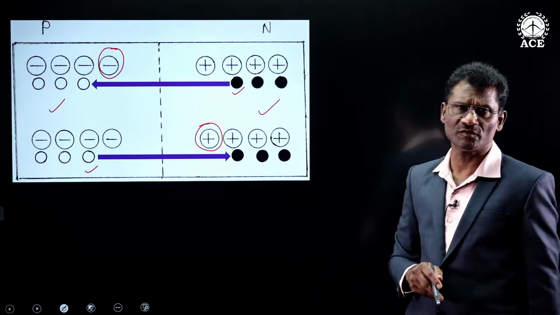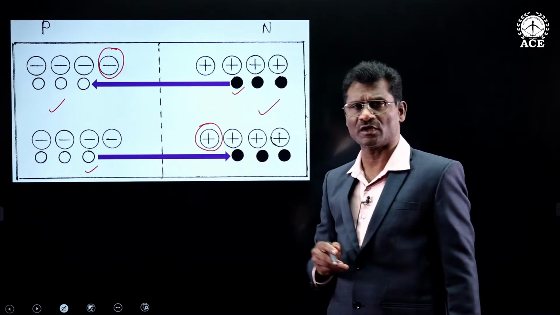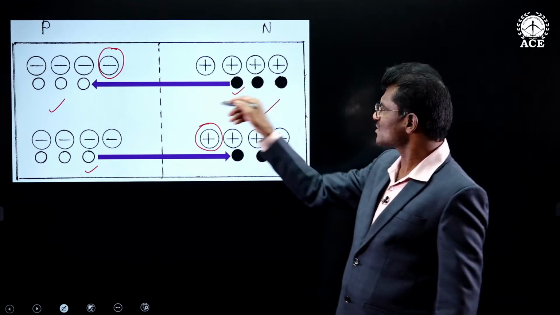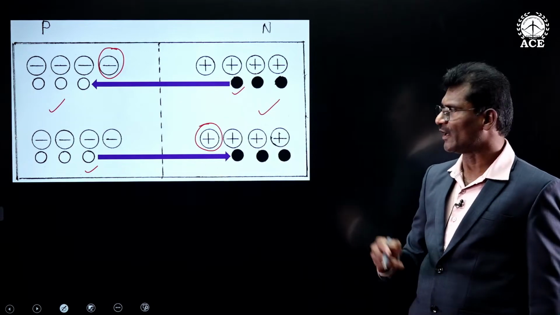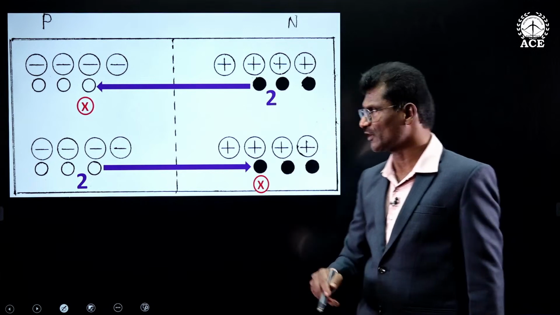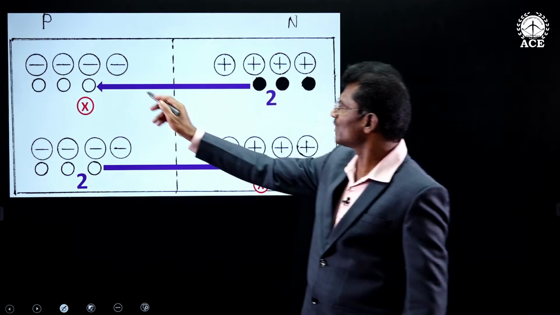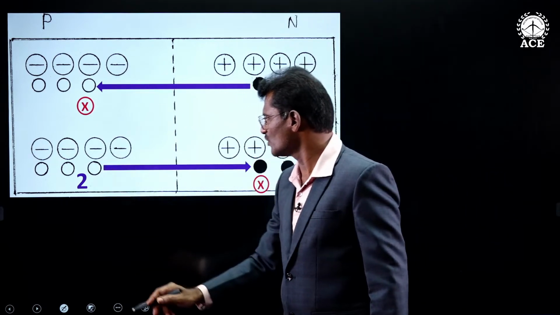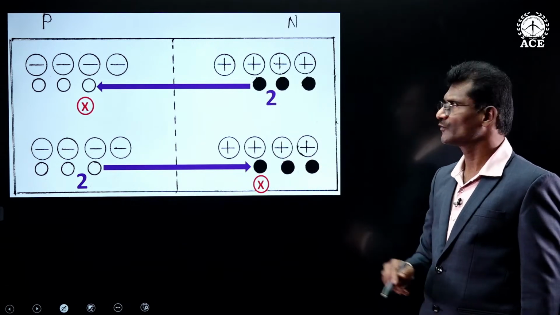That is, the first level of diffusion has created some positive and negative ions due to EHP recombination, where these ions will oppose the second level of diffusion, and hence diffusion may come to a halt. You can see this second electron's diffusion is opposed by this negative acceptor ion. This second hole's diffusion is opposed by this positively charged donor ion.